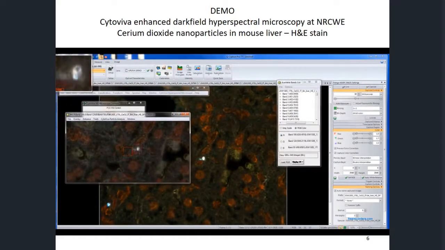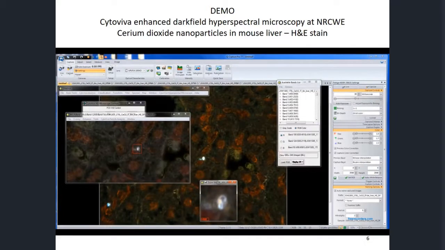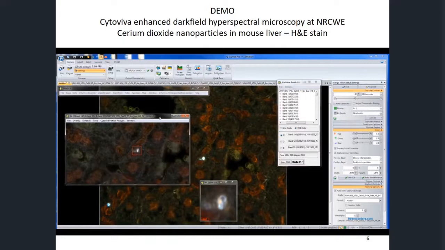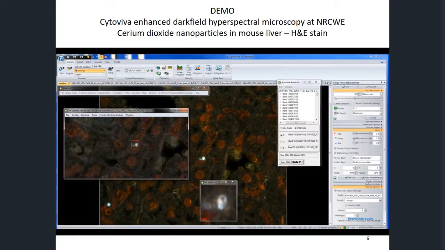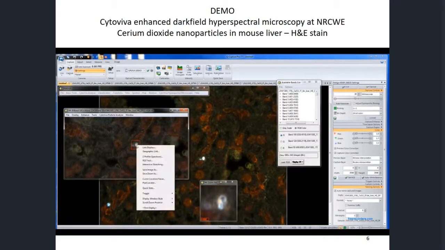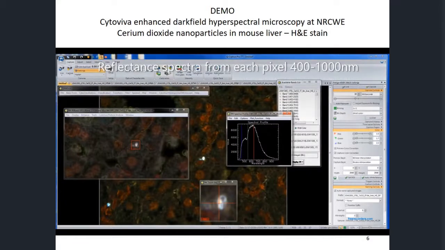I'll bring out a zoom for you here of the agglomerate. But the data that the hyperspectral image contains is that you can right-click on any pixel in the image. Like this. And then you get the reflectance spectra going from 400 nanometers to 1000 nanometers. And you can click around here on the agglomerate to see all the different spectra that it has recorded.